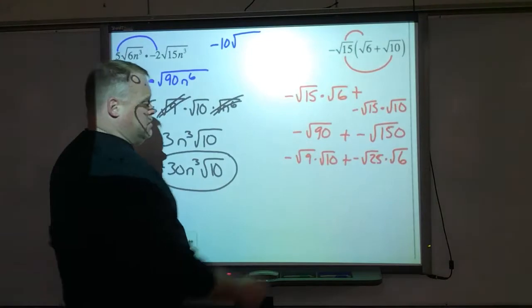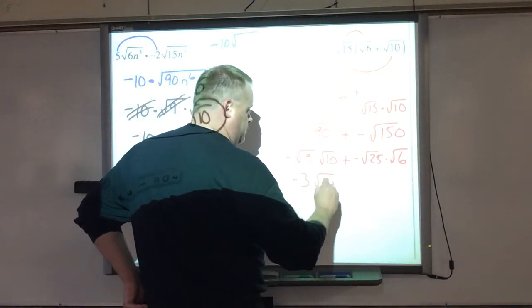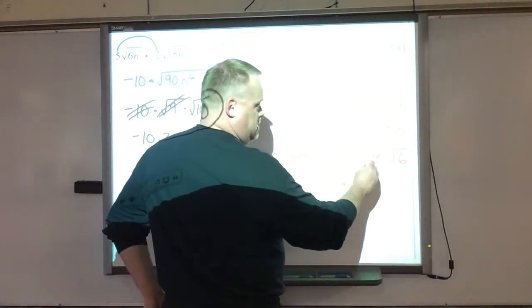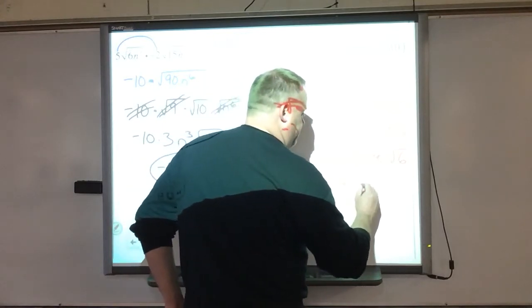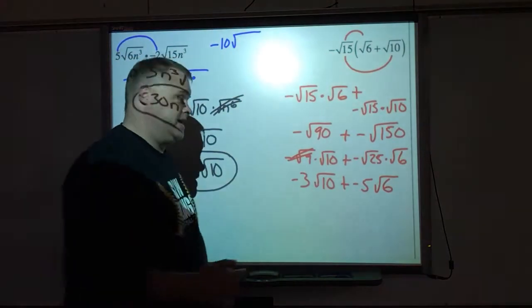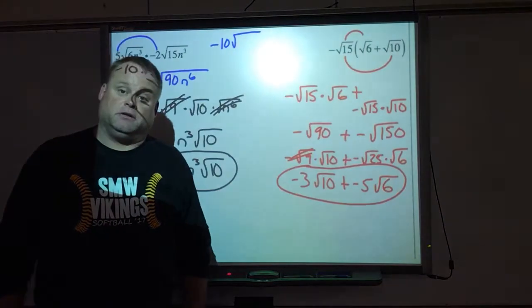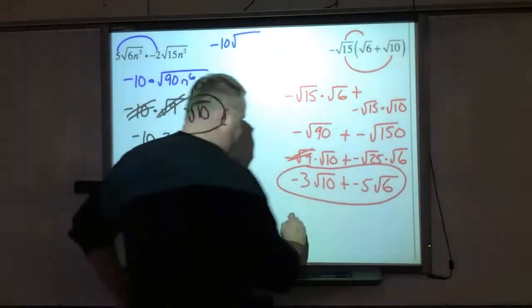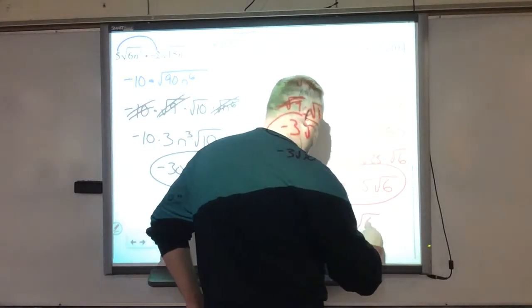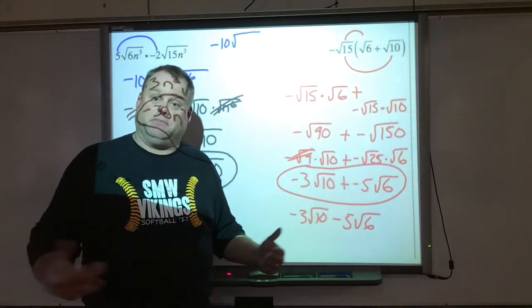So let's break this down. Square root of 9 is 3, so it's negative 3 times the square root of 10. I know I've eliminated that. That one comes down. Plus, square root of 25 is 5, so negative 5, square root of 6. I'm as simplified as I can get. That would be my final answer. Now, I could put it in simpler terms and say negative 3 square root of 10 minus 5 square root of 6. But really, that's just semantics, because plus and negative is the same thing as saying minus.